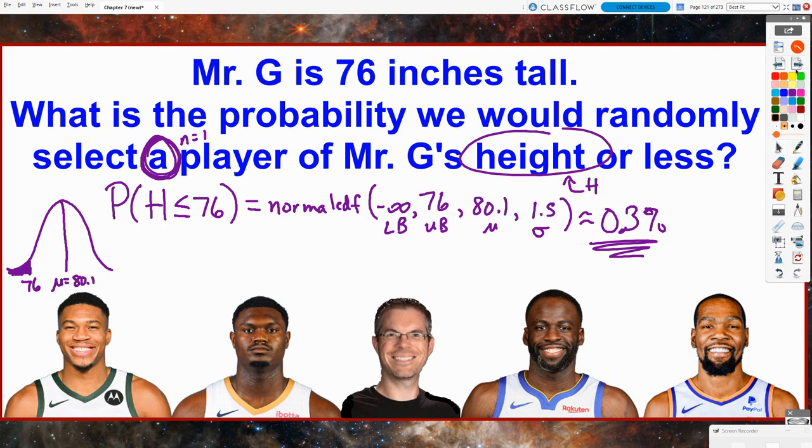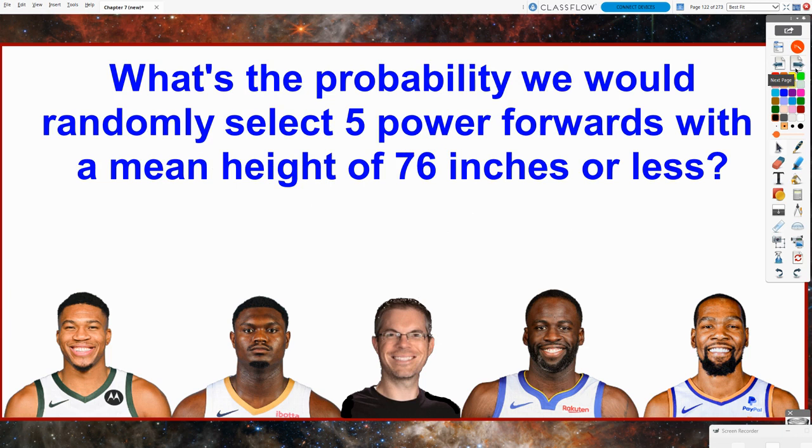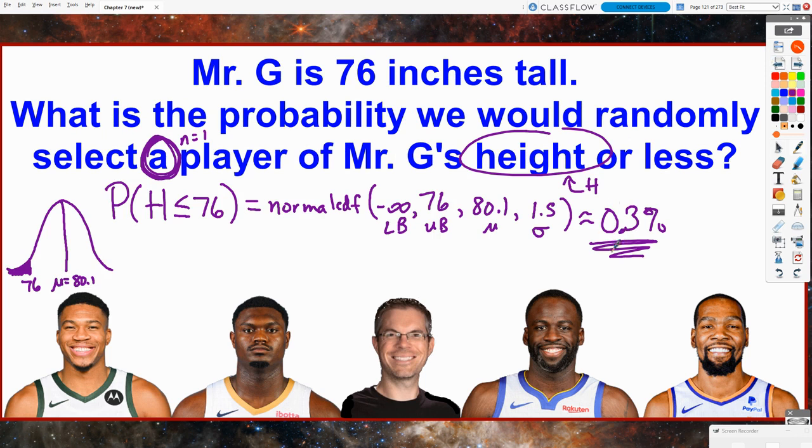Now, if I wanted to turn this into a sampling distribution problem, then we would have to change the problem to look like this. What's the probability that we would randomly select 5 power forwards with a mean height of 76 inches or less? Now, consider there was not a great probability that you were going to select a power forward at random that is as tall or shorter than I am, right? 0.3%.